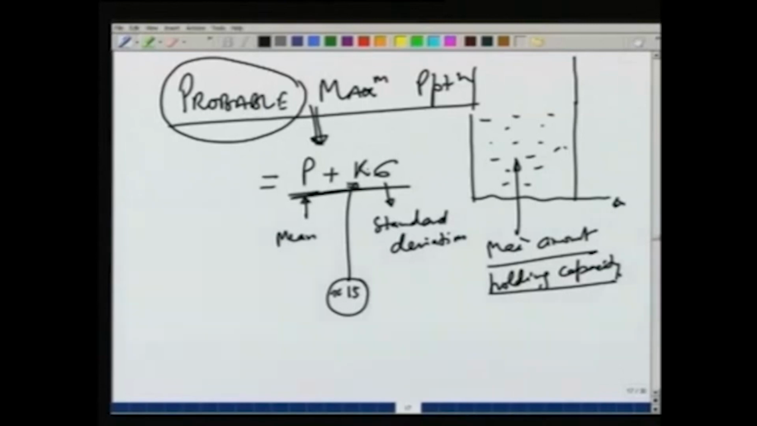The frequency distribution we have seen how to analyze, and from that we can get some idea about what is the mean and what is the standard deviation of those values. Taking a very high multiplying constant about 15, we can obtain probable maximum precipitation.